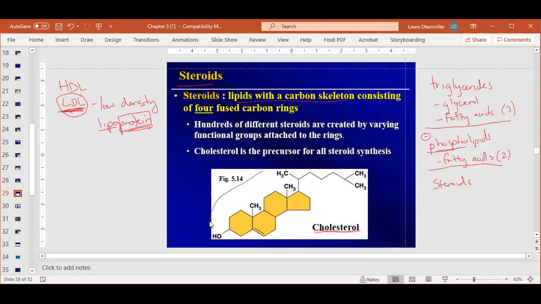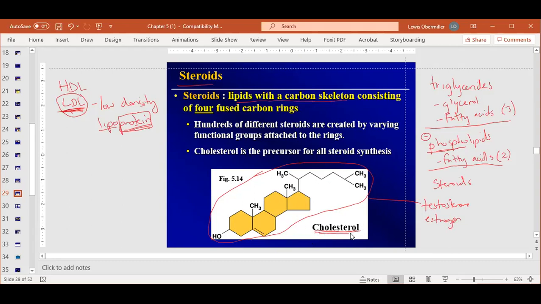And cholesterol is very important because it is a precursor for all your steroid hormones. So testosterone, estrogen, cortisol, and you guys will learn all about these in anatomy and physiology, but there's literally hundreds and hundreds of different steroids.